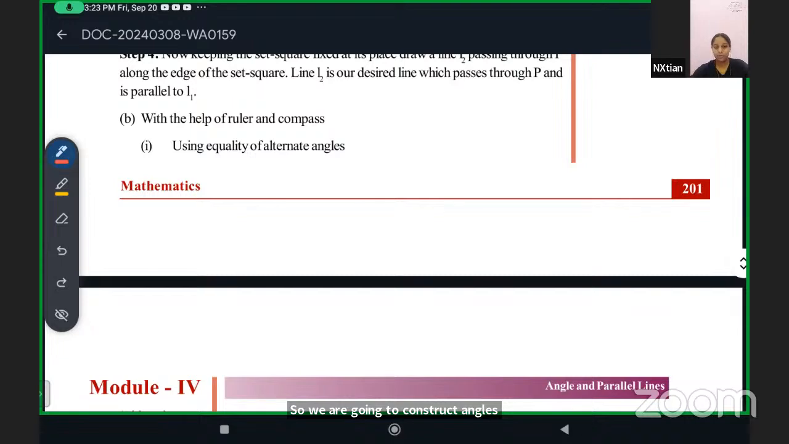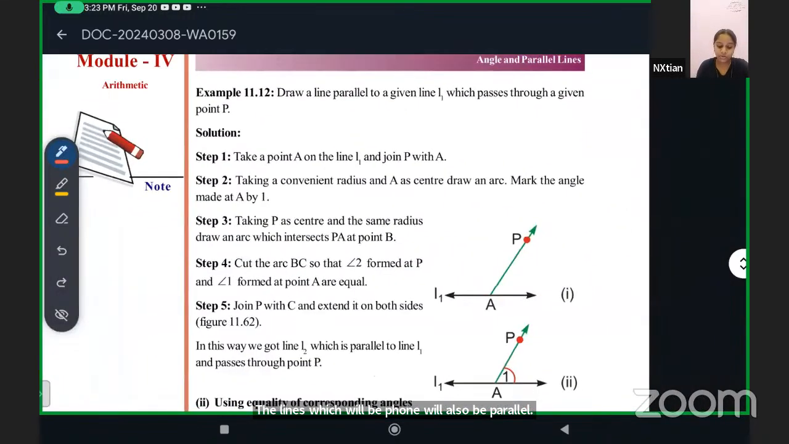We studied about this property of alternate angles: alternate angles which are formed between two parallel lines are equal. So when we construct two equal alternate angles, the lines which will be formed will also be parallel. So this is what we are going to do.